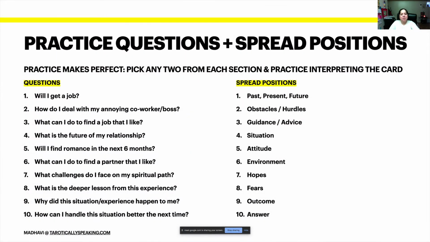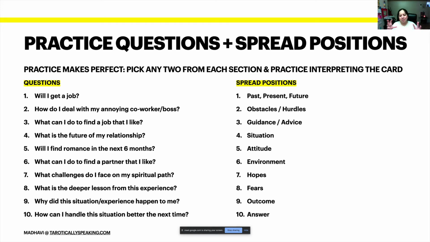These are the practice questions and spread positions, which are the questions you'll most typically find people asking in readings. And these are the spread positions that you will see mostly in your different spreads. So this is a good framework, and it is in your handout. Be sure you have it downloaded because we're going to refer to this one. These are the questions and spread positions.